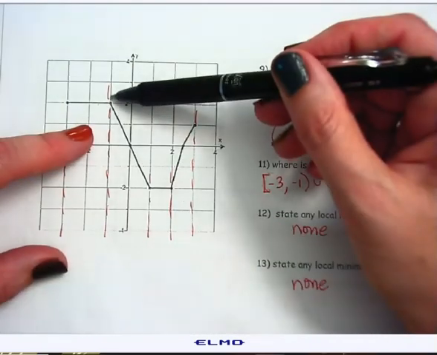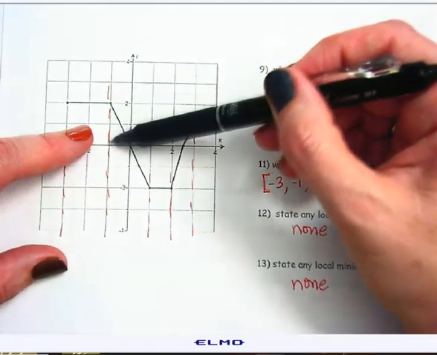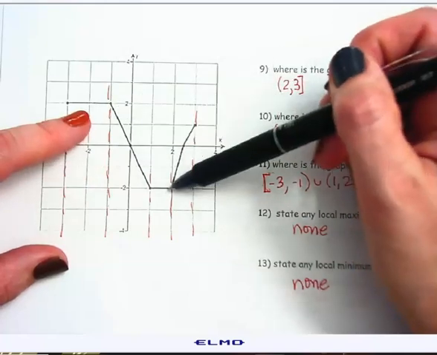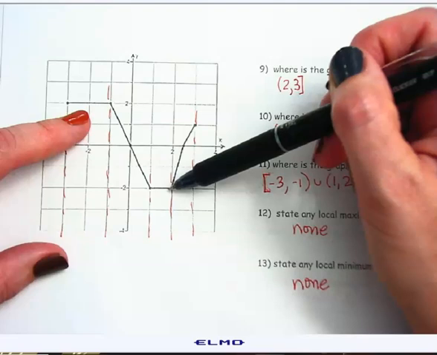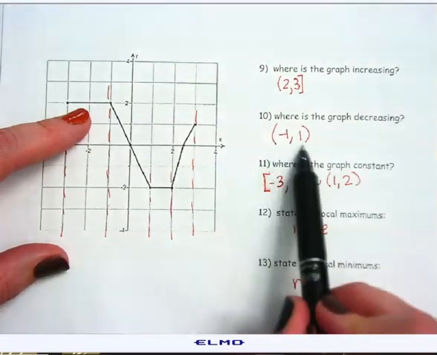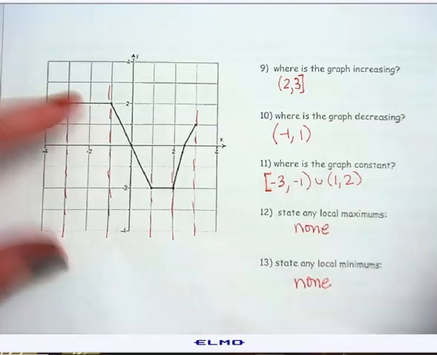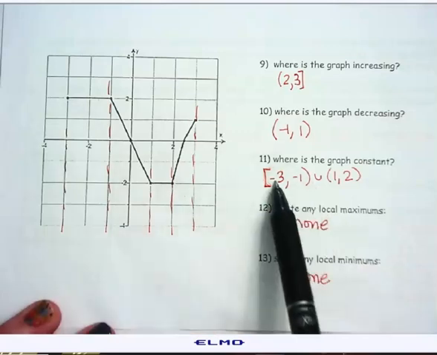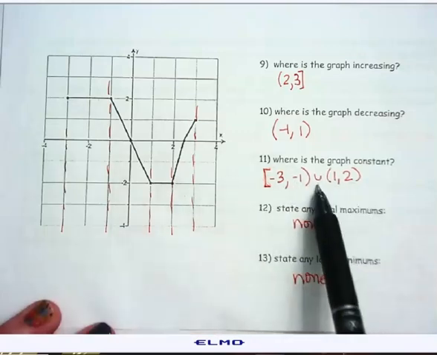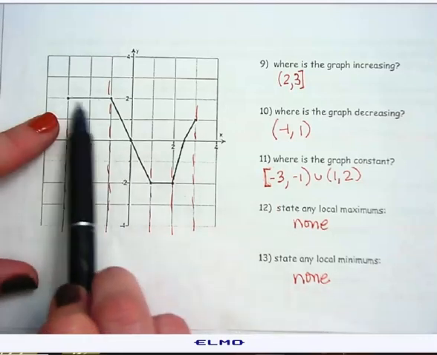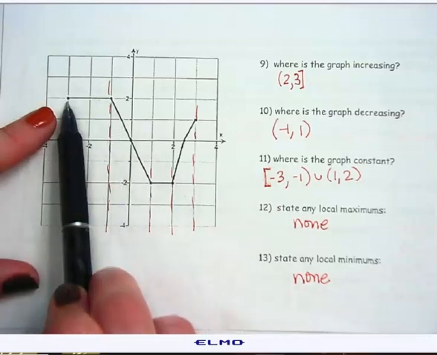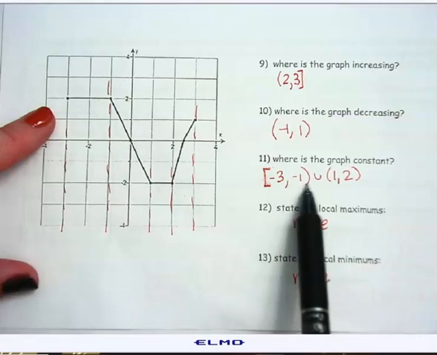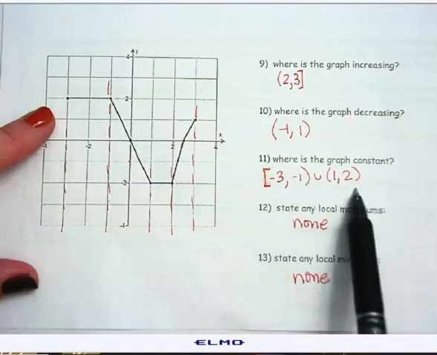And it's decreasing from x is -1 to x is +1. At both points, it's overlapping with another section that has different behavior. So that's why both of these have parentheses at -1 and +1. The graph is constant in 2 places, so I have the intervals for both of them joined with a U. -3 to -1 is the first interval. The first point is not overlapping with anything, so it has a bracket. The second point is overlapping, so it has parentheses, as well as these over here.